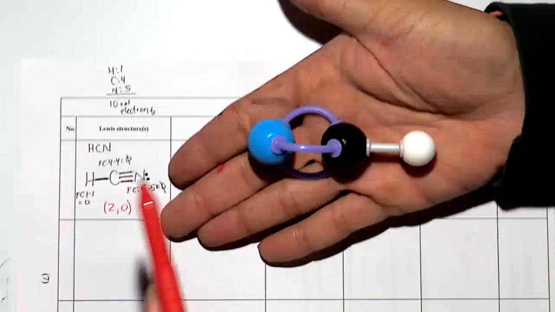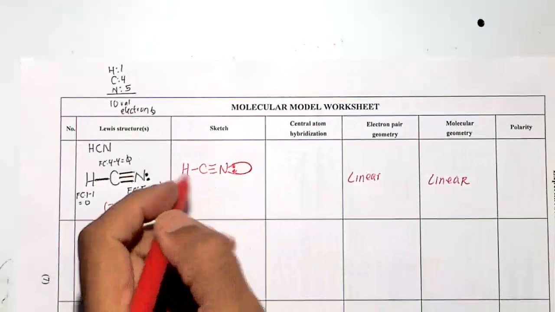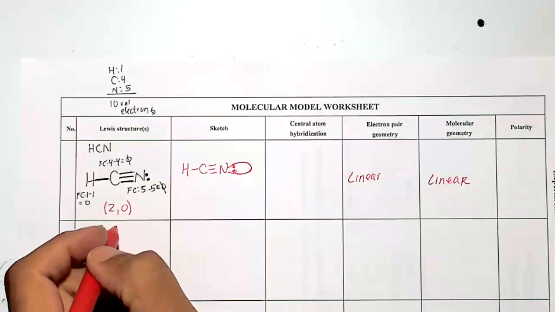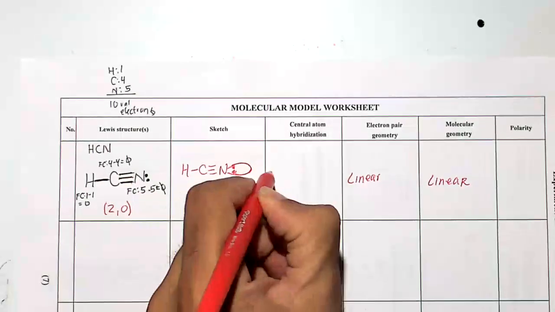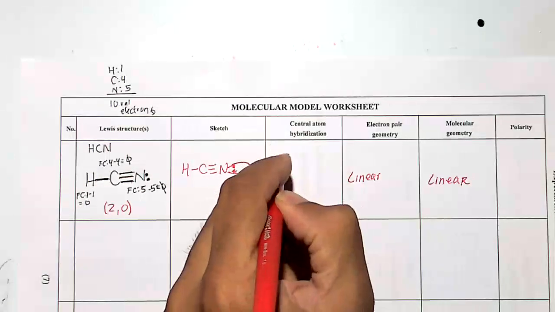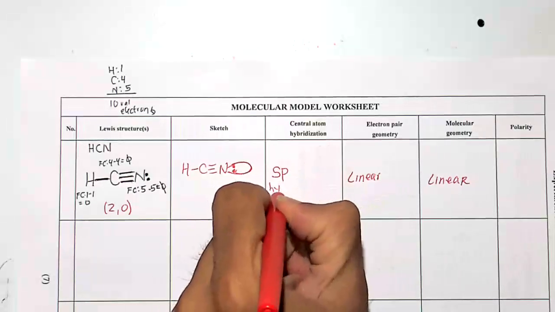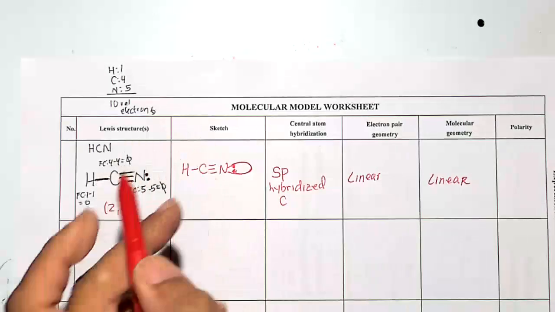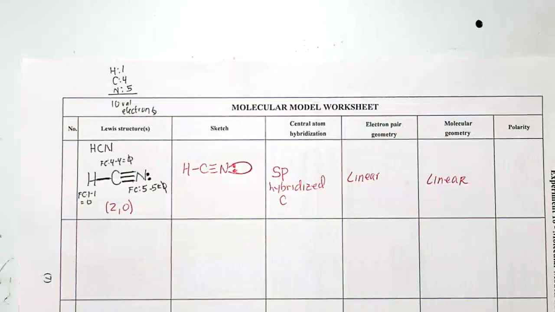What's the bond angle for this? 180 degrees. What is the hybridization for something that is 2 bonds and 0 lone pairs? We take one from S and one from P. This is an sp hybridized carbon.